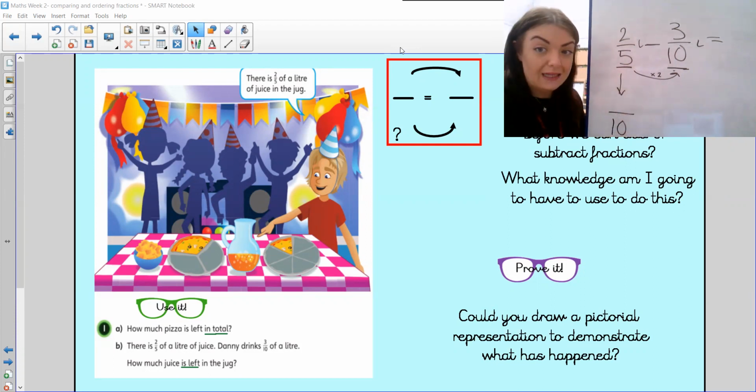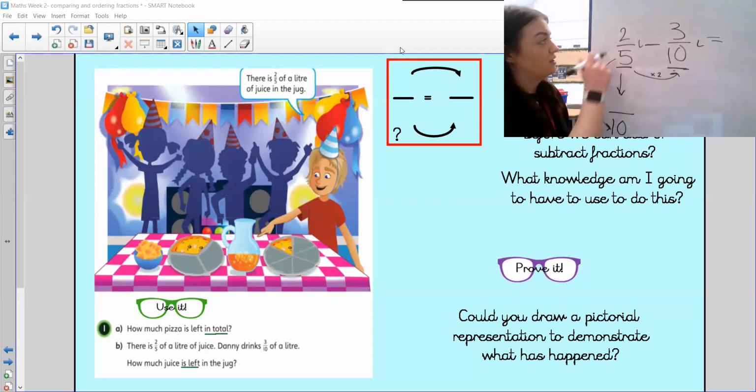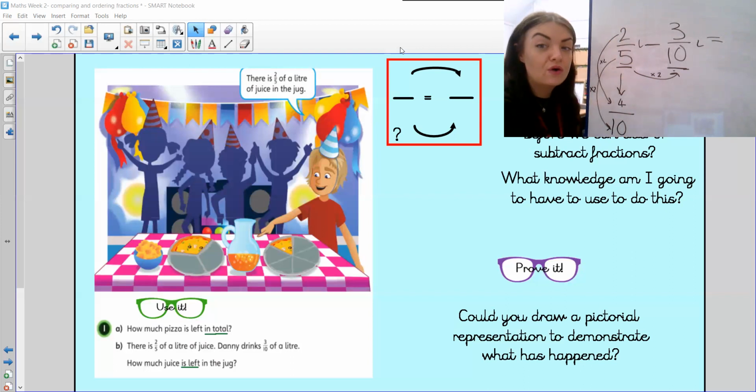So again, I'm going to turn that into tenths. What have I done to get from fifths to tenths? I've got 2 times as many parts, so I've times that by 2. Whatever you do to the bottom, you do to the top. 2 times by 2 is 4. So 2/5 is equal to 4/10. Now you can use your fraction rule with this as well, but this is probably a quicker and an easier method for you to use if you are confident with it. If you're not, you can still use your fraction rules. Okay, so 2/5 is equivalent to 4/10.